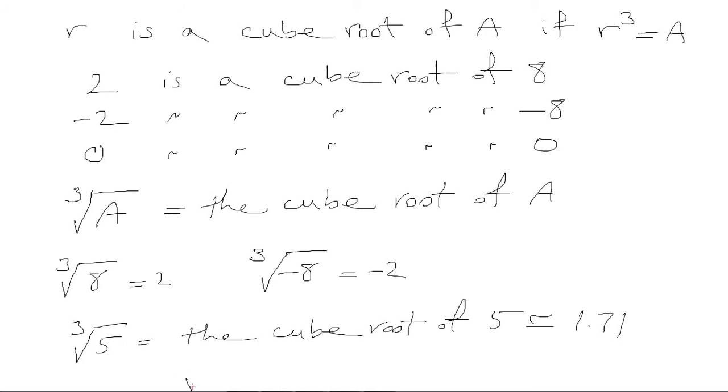Notice that radical index 3 of a to power of 3 is just a. So for example, radical index 3 of 2 to power of 3 is just 2. Radical index 3 of negative 2 to power of 3 is just negative 2.